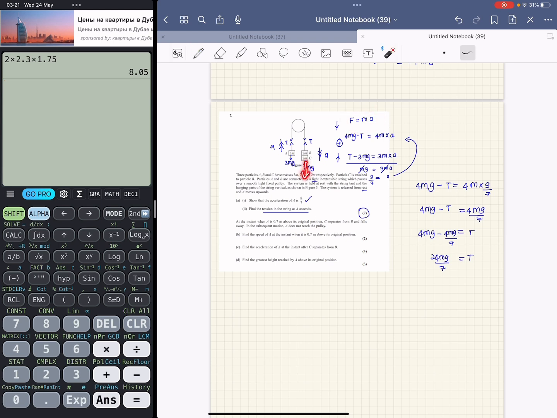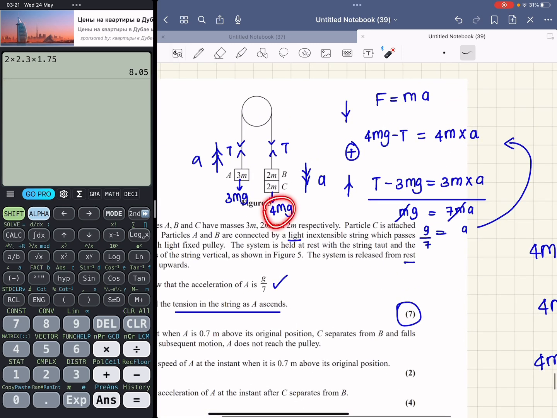So easy 7 marks. Just use F equals ma. Think about where the object is moving. If it's moving downwards, downward forces are higher than the upward forces, so therefore 4mg minus T. If it's moving upwards, then you do T minus 3mg equals 3ma.